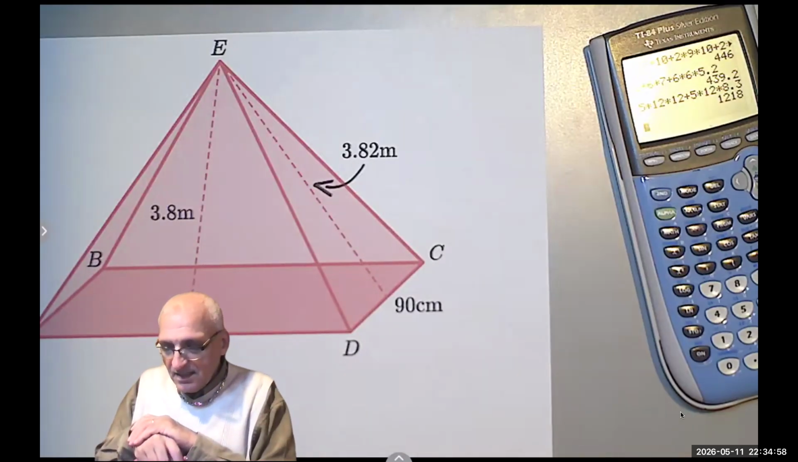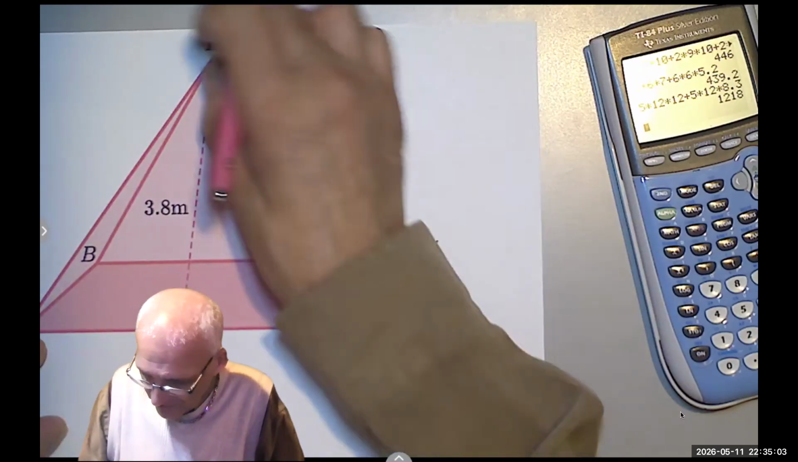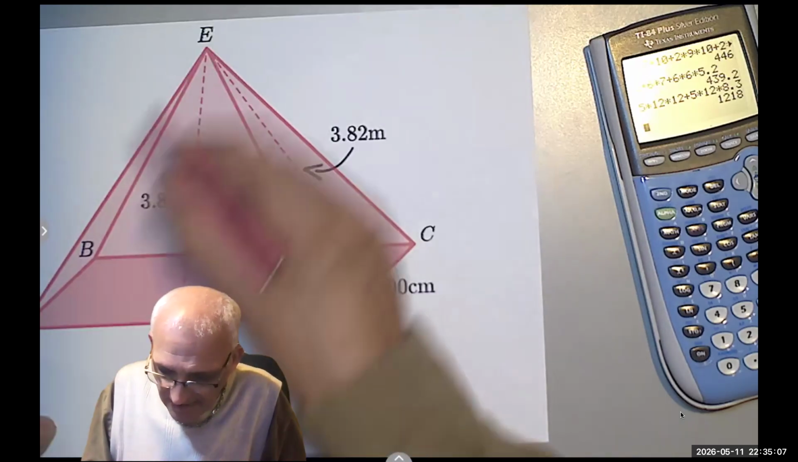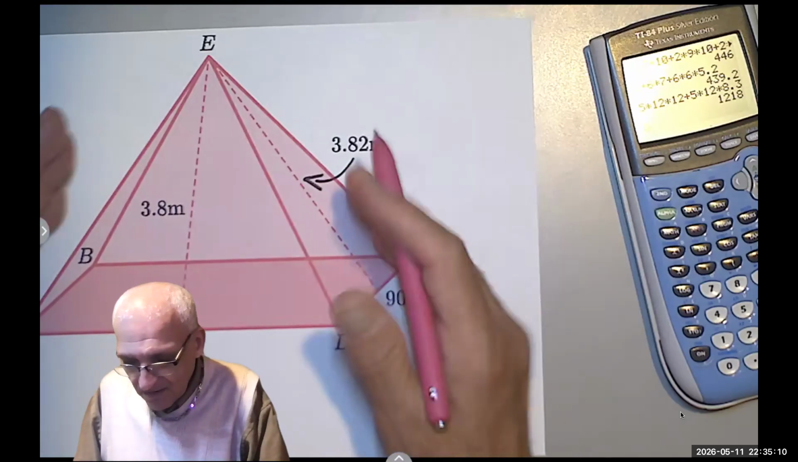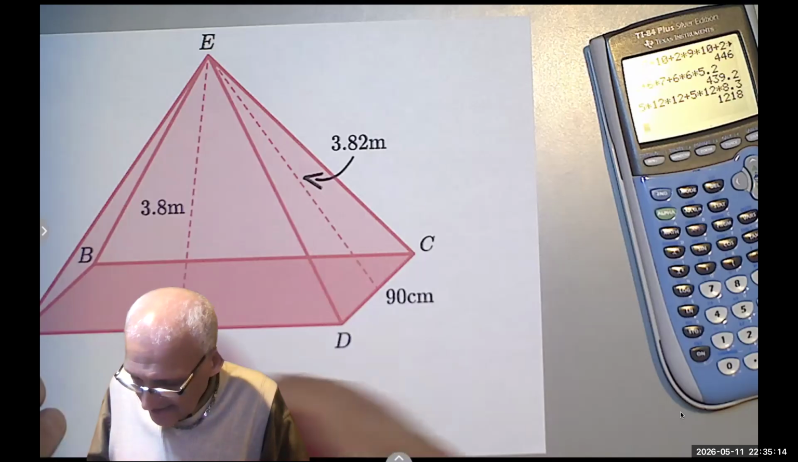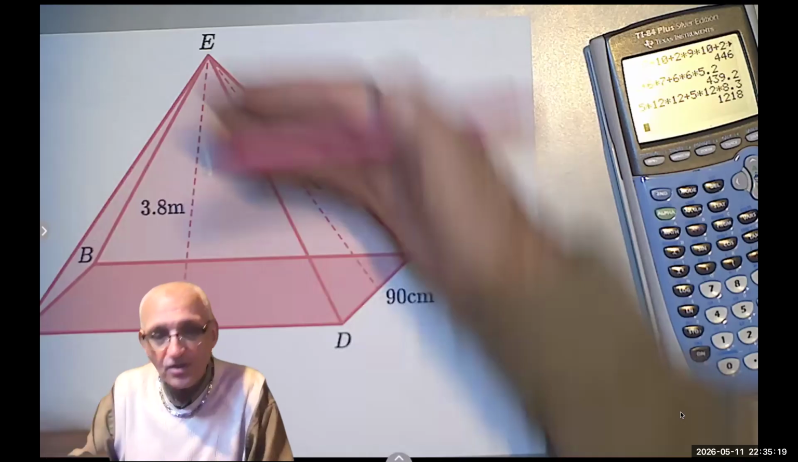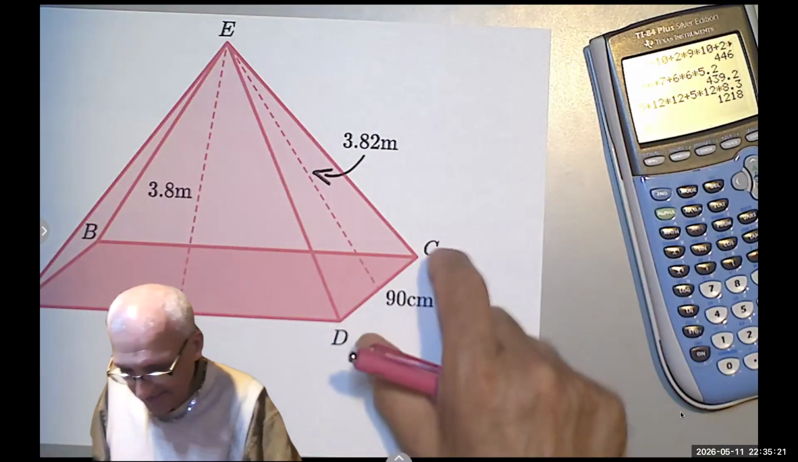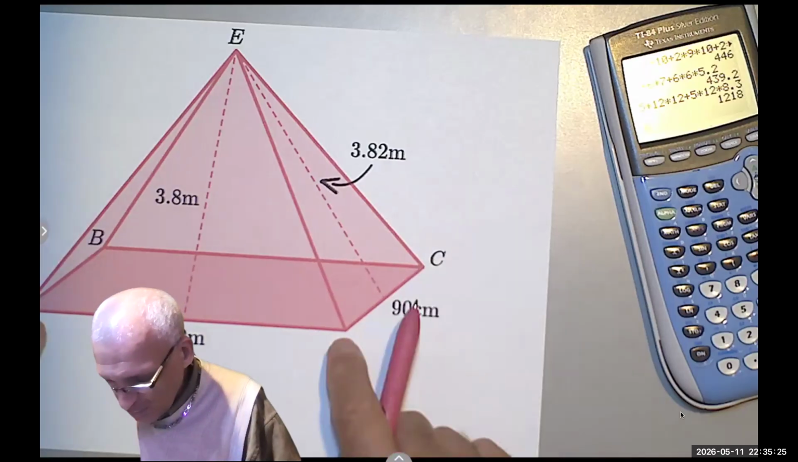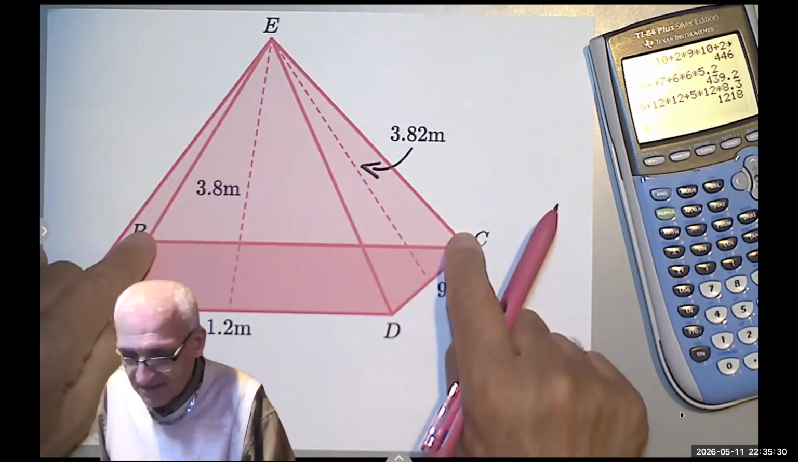And it's not regular, but this face, the one on the right, CED, and the one AEB, they are congruent, and the one on the front, which is ADE, and the one on the back, which is BCE, are also congruent. And you can see that from here, because this is 90 centimeters and that's 90. This is 1.2, meaning 120 centimeters, and that's the same.